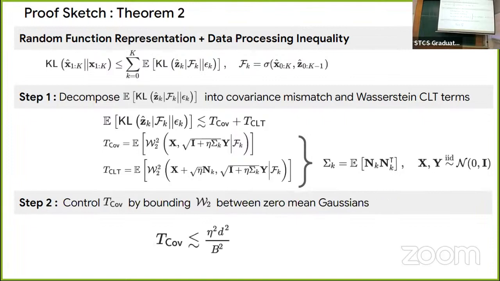Controlling T covariance is actually very simple. We have standard formulas for Wasserstein distance between Gaussians. You can even see it using KL divergence and the information transportation inequality, and we show that it is eta square d square over b square. And this is the origin of the first term, which scaled as 1 over b square.